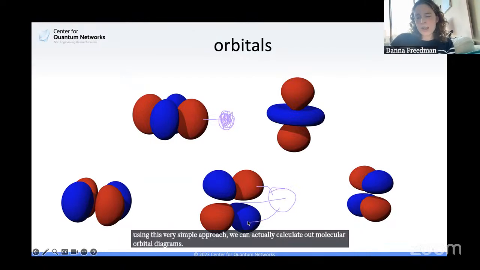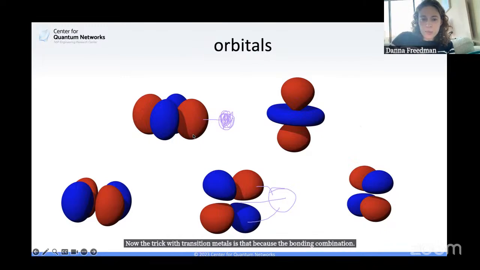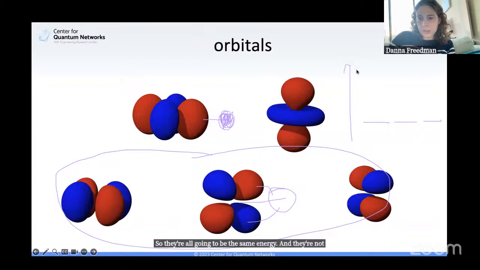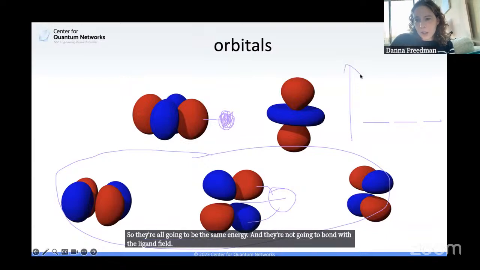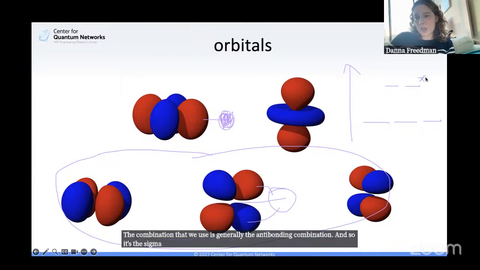Now, the trick with transition metals is that with octahedral, these three are non-bonding. So they're all going to be the same energy, and they're not going to bond with the ligand field. The combination that we use is generally the anti-bonding combination. It's the sigma, well, it's the something star combination, depending on the nature of it.